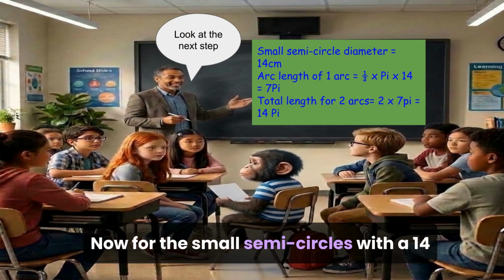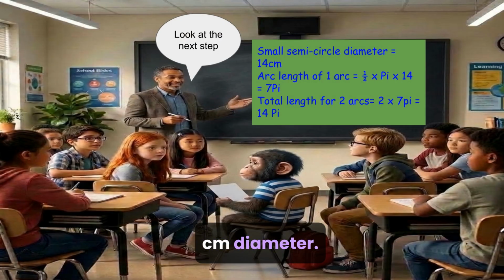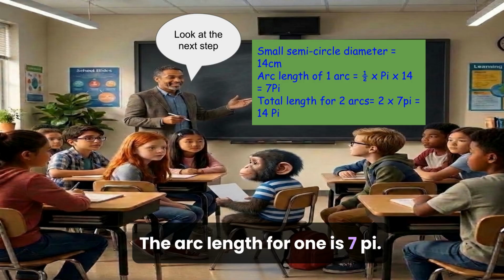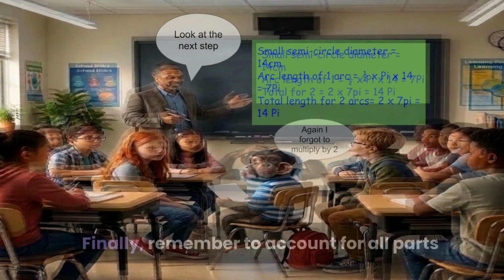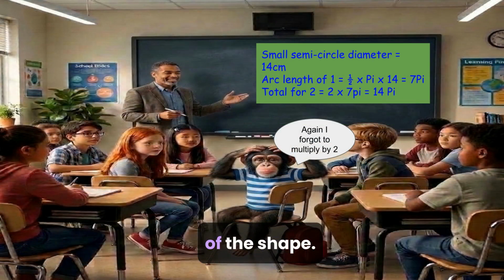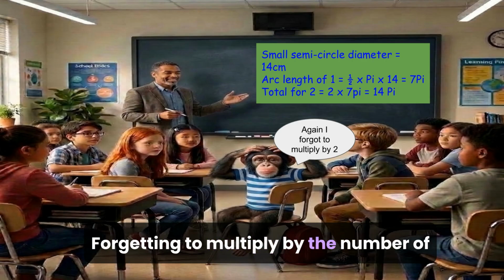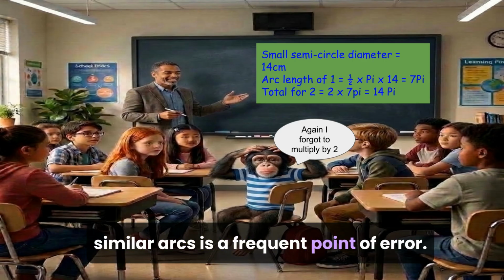Now for the small semicircles with a 14 centimeter diameter. The arc length for one is 7 pi, so the total for 2 is 14 pi. Finally, remember to account for all parts of the shape. Forgetting to multiply by the number of similar arcs is a frequent point of error.